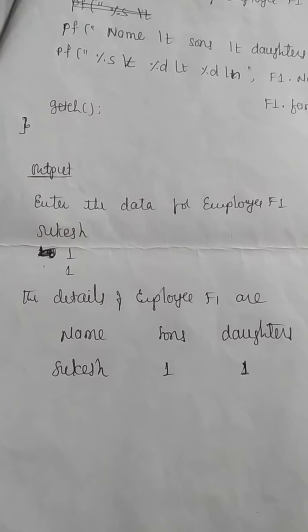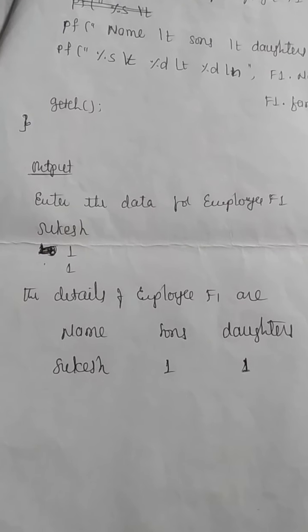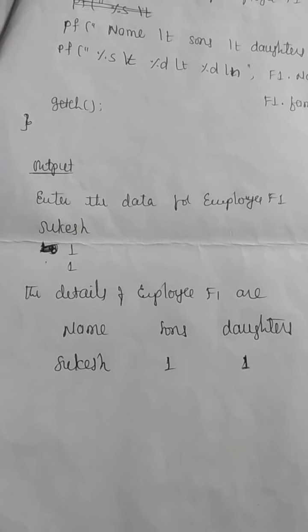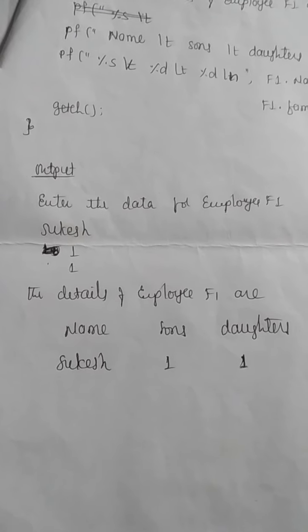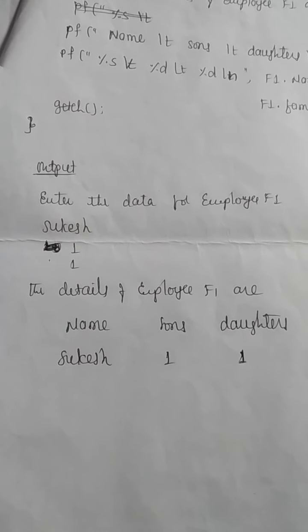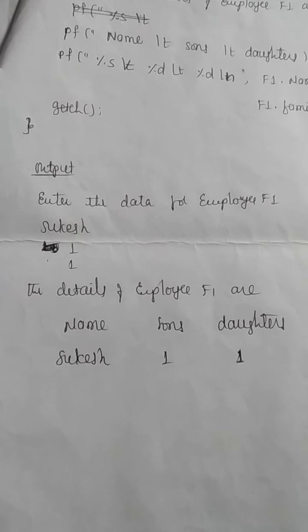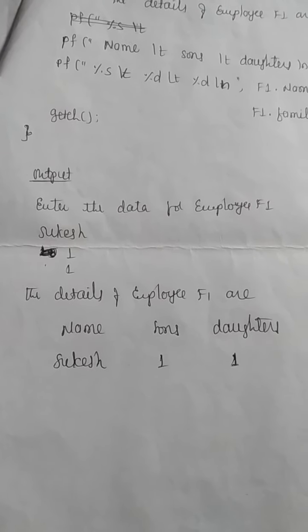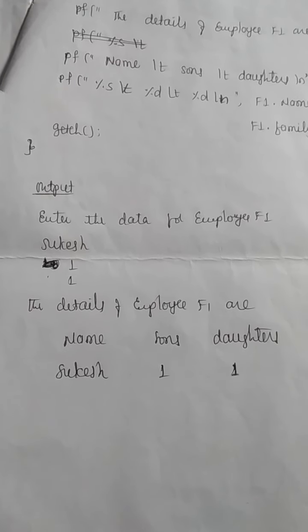Printf, enter the data for employee F1. Sukesh is the employee, he has one son and one daughter. The output is displayed like this. The details of employee F1 are shown in 3 columns we have created: name, sons and daughters. Below that we are printing the result.